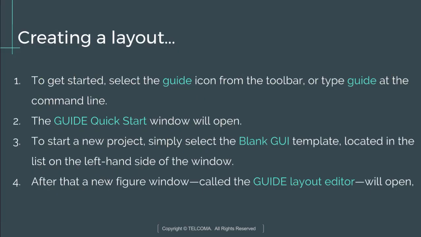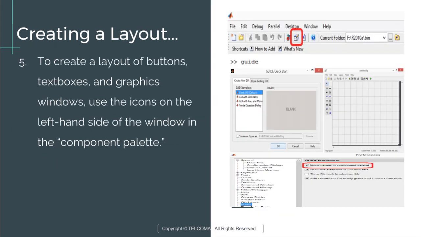Now, how to create a layout? To get started, select the GUIDE icon from the toolbar or just simply type guide at the command line. The GUIDE Quick Start window will open. To start a new project, simply select the Blank GUI template located in the list on the left hand side of the window. After that, a new figure window called the GUIDE Layout Editor will open as shown here.